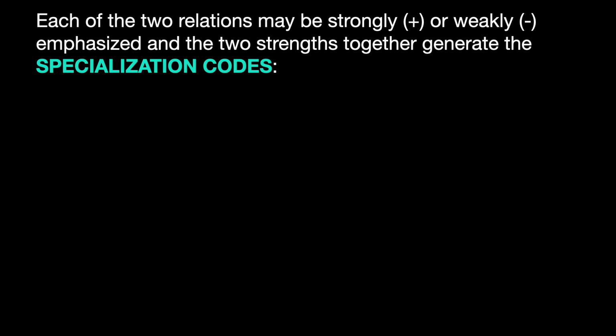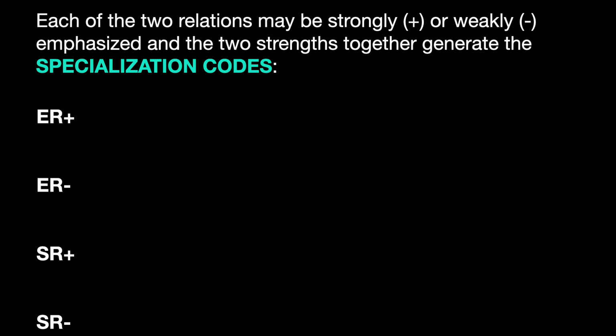Each of the two relations, epistemic relations and social relations, may be strongly or weakly emphasized, and the two strengths together generate the specialization codes. So you can have strong epistemic relations, weak epistemic relations, strong social relations, weak social relations. LCT's specialization domain formally defines each of these relative strengths as follows.